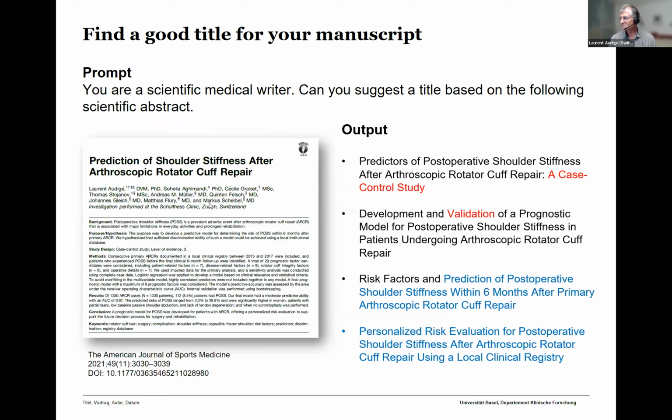The first one mentioned a case control study, which was not really the case. The second one was about validation, but it is only part validation. But the next two titles were very much on target. And if I was really blocked and in need of some inspiration, I think that would be a very good way to go.